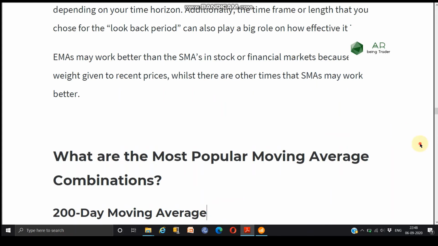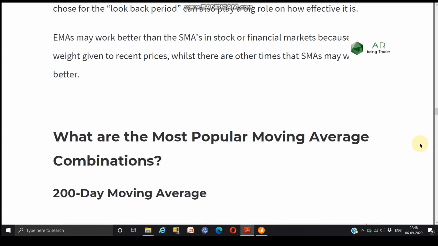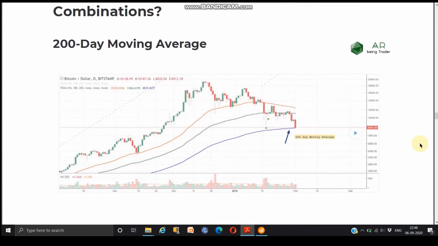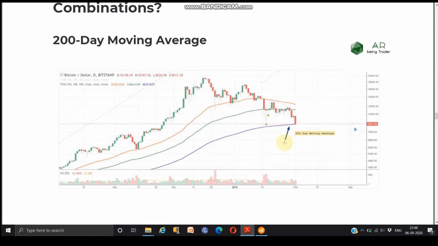As I told you, this purple line is marked as the 200. It is always far from the market. If it is crossed, then in many cases, out of 100, in 90 cases the market will turn its trend, if it crosses the 200 EMA.